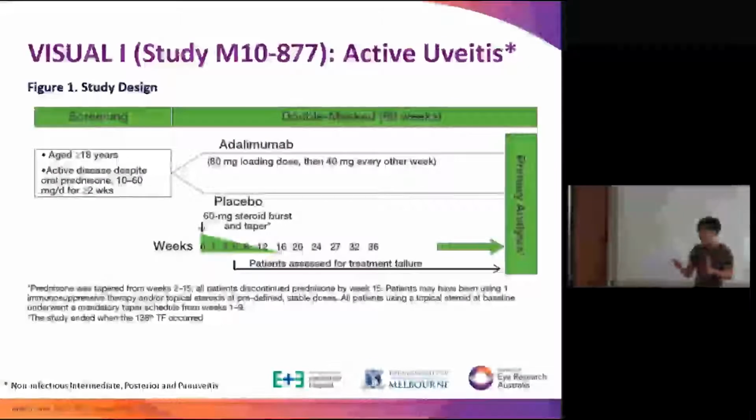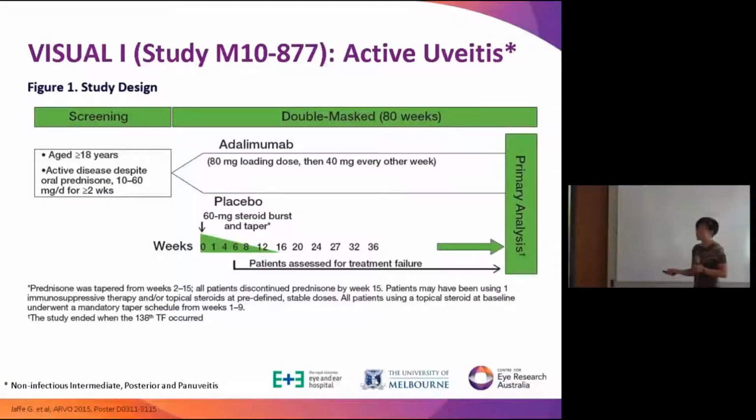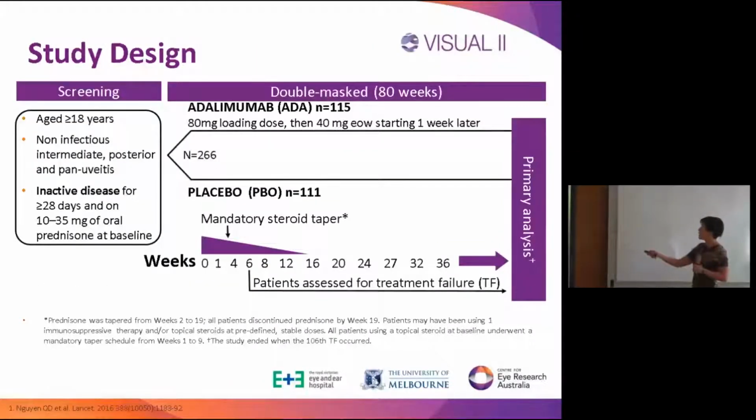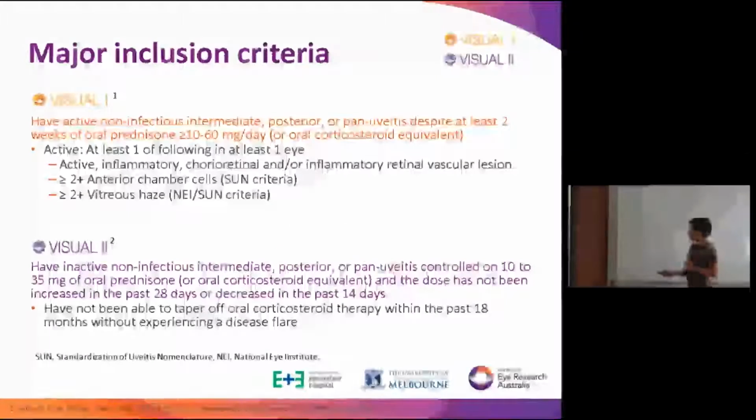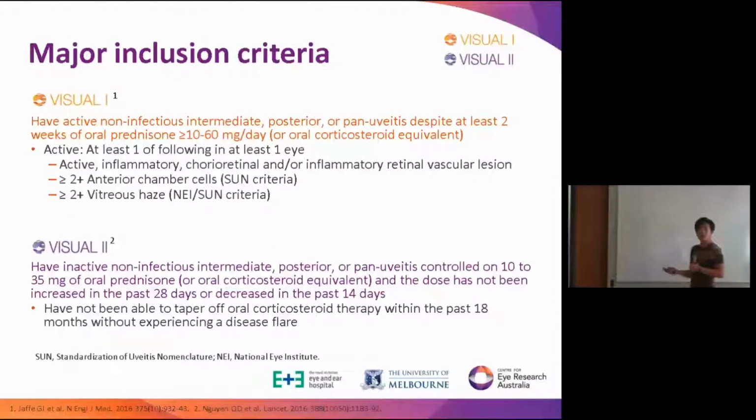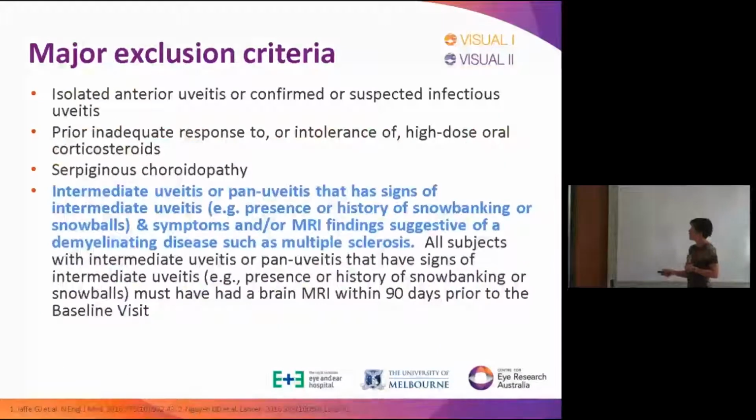Now, all the patients in this study were placed on high-dose oral prednisolone if they had active uveitis, and then put on Humira and see whether or not their uveitis remained quiescent. And with regards to the inactive study, they basically started Humira and see whether or not they could get off the pred without relapse. All of these patients had non-infectious, intermediate, posterior, or pan-uveitis. Exclusions, the number one thing to think about with these patients with intermediate uveitis, they had to have no signs or symptoms suggestive of associated multiple sclerosis.